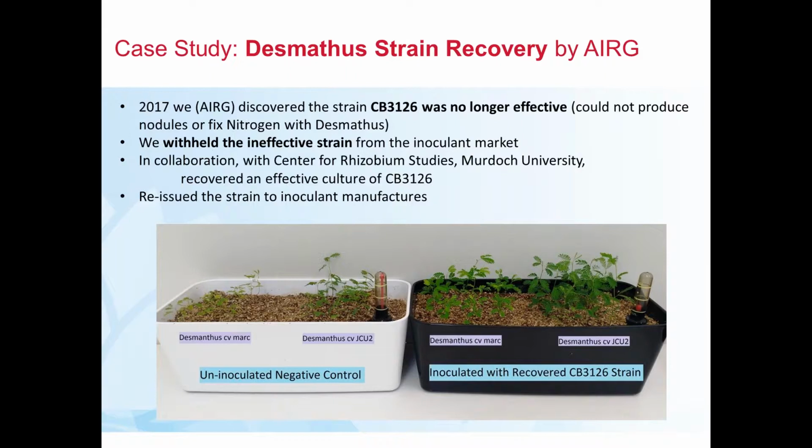So we withheld this strain from the inoculant market, and in collaboration with the Centre for Rhizobium Studies at Murdoch Uni, we recovered an effective strain for Desmanthus. This was then reissued to inoculant manufacturers. It was a good example of why our quality program is so important. Had this not been noticed, an inoculant would have been produced that wasn't effective. So it was critical that we checked this, discovered it was not nodulating, and then took appropriate steps. That's one example of where our inoculant checking program has been useful.